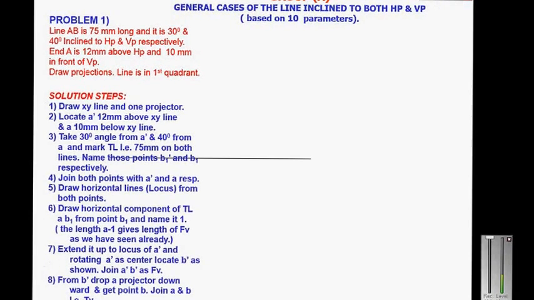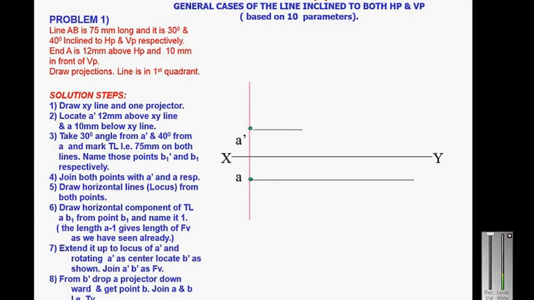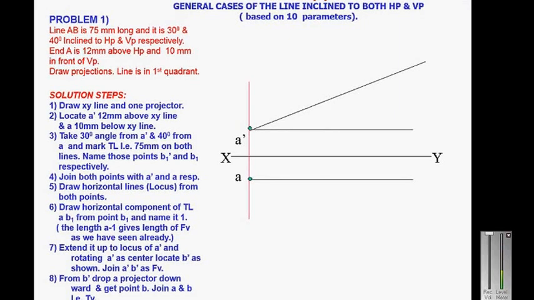The line is in the first quadrant. So draw the XY line, and draw the first end projector. A dash will be above the XY line because A is 12 millimeter above HP, and A is 10 millimeter in front of VP. Draw two lines parallel to the XY line through points A dash and A. Then with point A dash, draw a line that is also a true length, inclined at an angle of 30 degree with HP. So this is the true length. This angle is theta, and this is B1 dash. So A dash B1 dash will be the true length. The true length is 75 millimeter. Similarly, draw another line with A, and this is the true length.